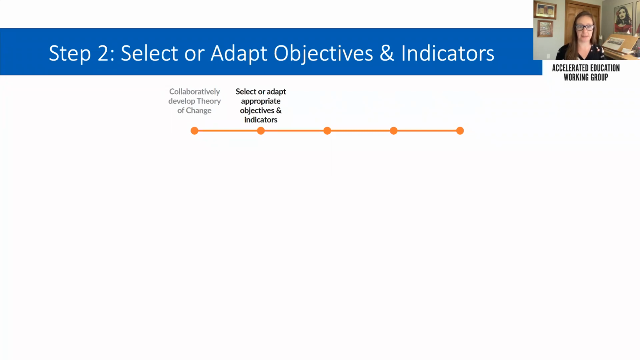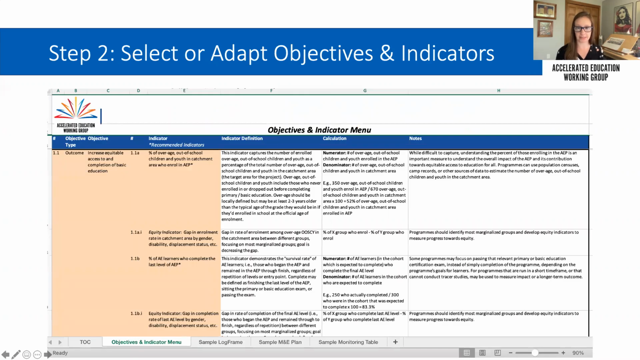So the second step in the process, which is based specifically on the theory of change, is to identify the objectives and corresponding indicators to measure progress against those objectives. And to support this process, we've provided an objectives and indicators menu. As you'll actually notice here, this screenshot is from the Excel document.